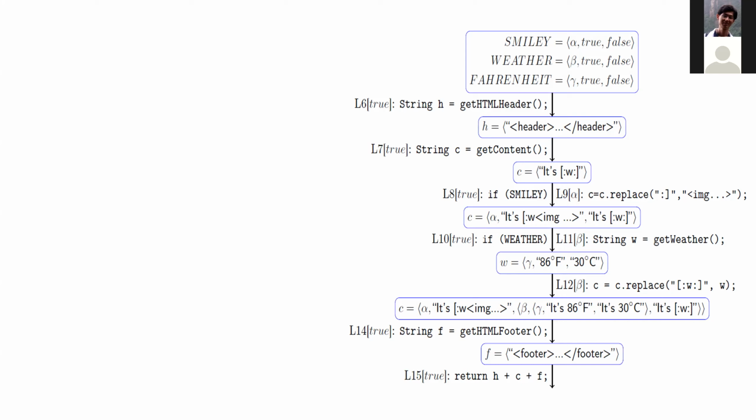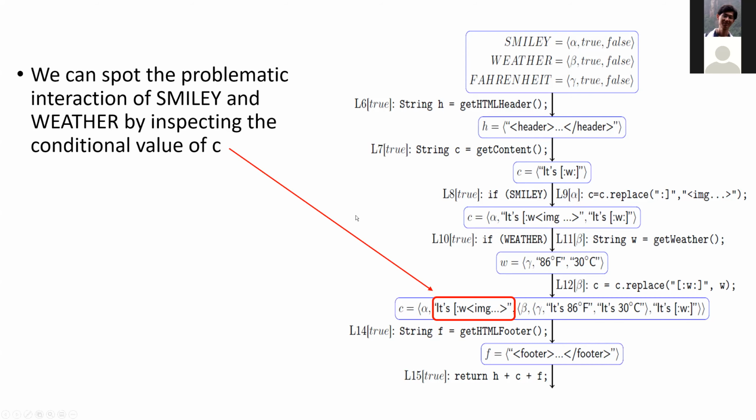Yeah, it's how they transform the bytecode, this approach. So for variational execution, in the end we'll get all the possible values, and then if you inspect, for example, the value of C right now, you can see that there is a problematic interaction between Smiley and weather. One of the possible results of C is the one highlighted in red, and that is not really a proper HTML element. So this can be spotted as a bug manually.